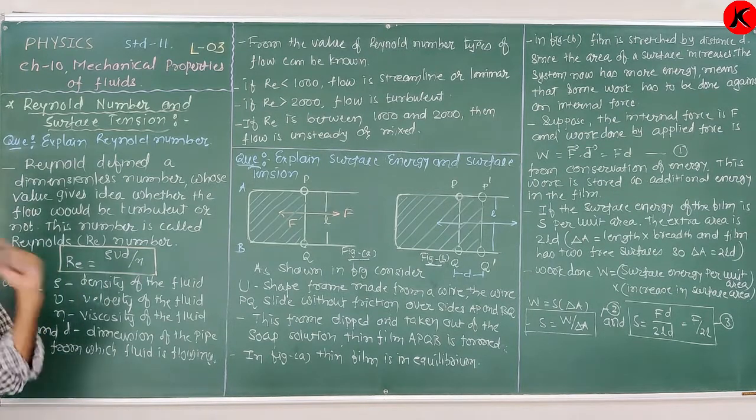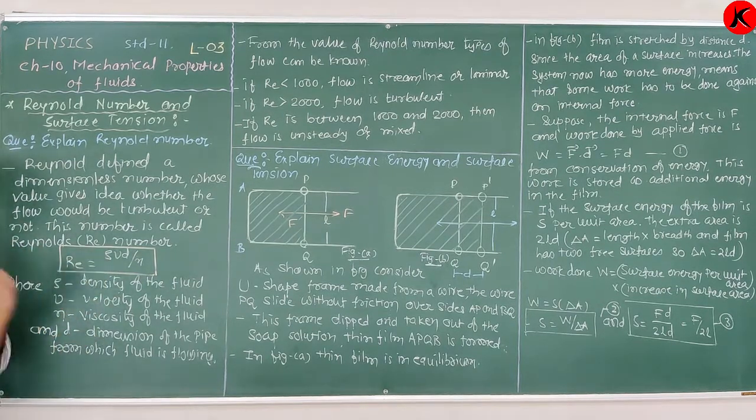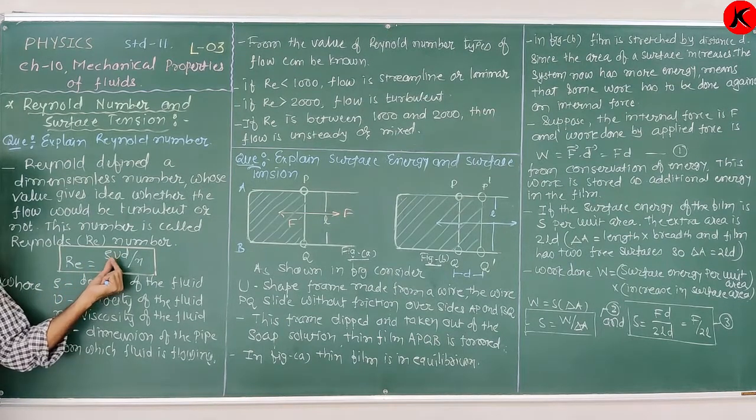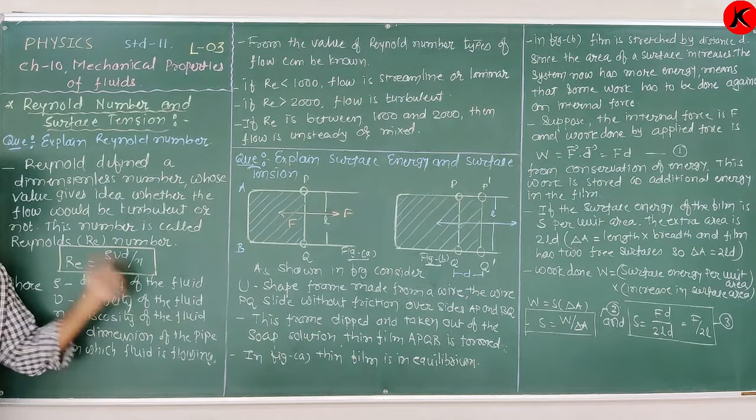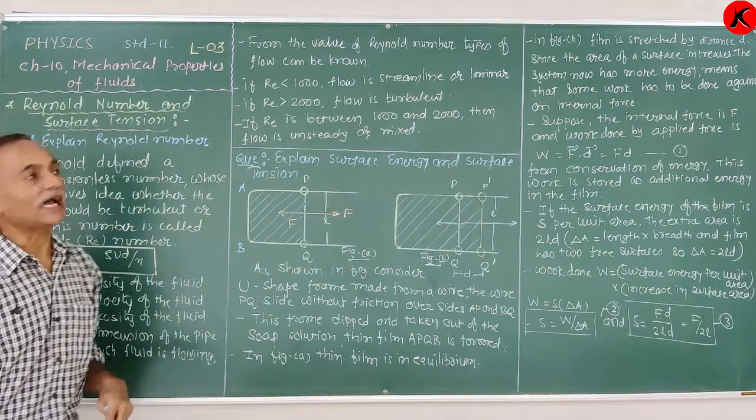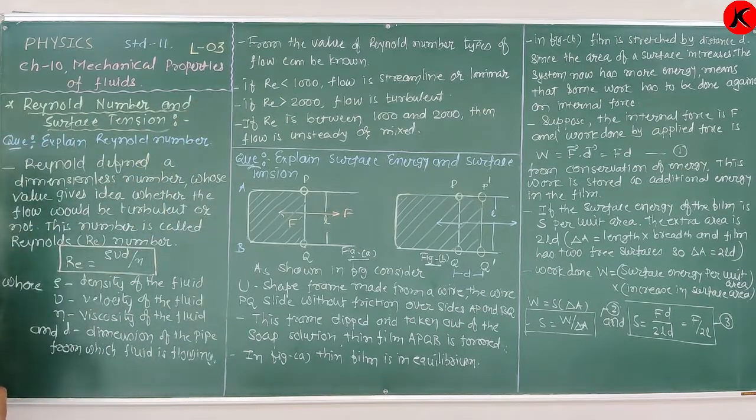So the flow of a fluid depends on this equation. That is, it depends on the density, the velocity of the fluid, the diameter of the pipe, and the coefficient of viscosity of the fluid. As we know this value, we can judge the type of flow. From the value of the Reynolds number, the types of flow can be known.